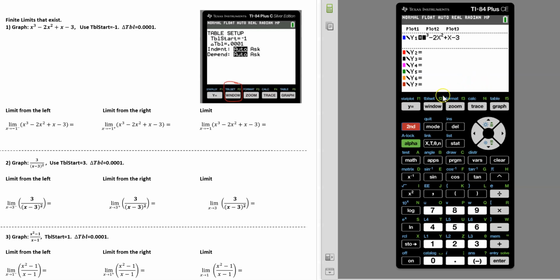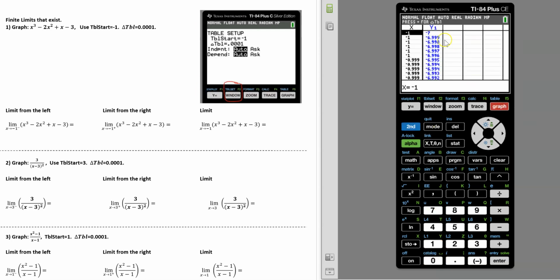So just like we had to set up the window, now we're going to set up our table set. So you're going to hit second, table set. And right here for table start is what we're going to plug our limit in for our x. Our x is approaching -1. And then for the change in table, we're going to use 0.0001. This gets us really close to -1. So now when we hit the table, it gives us this.